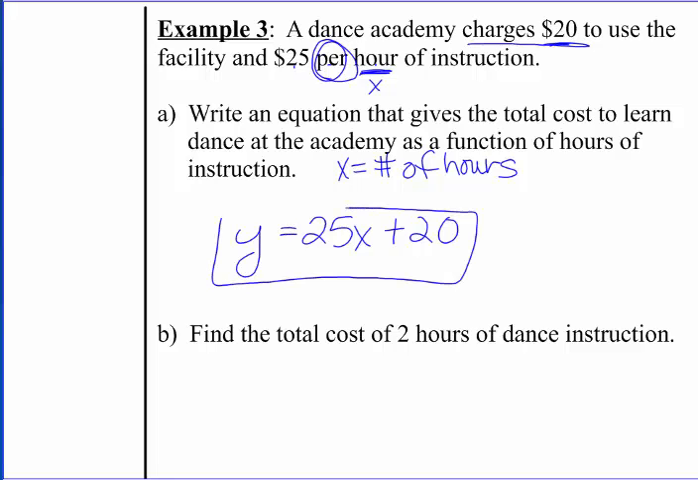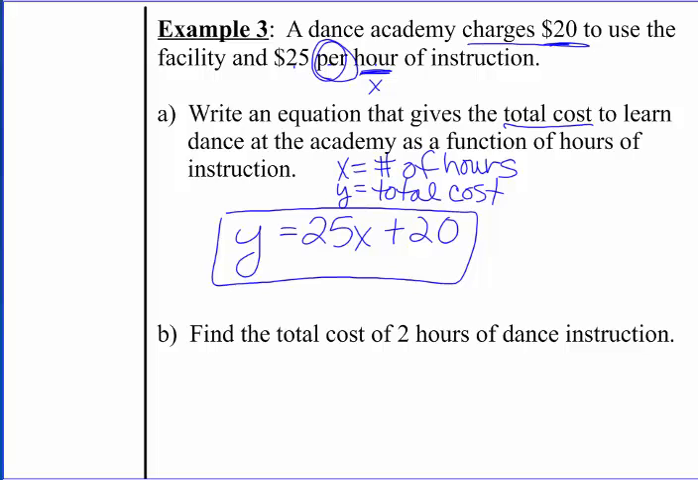This is your equation. You'll notice we have now introduced an additional variable into our equation. So we now have the y. When you have 2 variables, an x and a y, you have to also define what your y variable represents. If we read the question, it says write an equation that gives the total cost to learn the dance at the academy as a function of hours of instruction. So y would be our total cost.